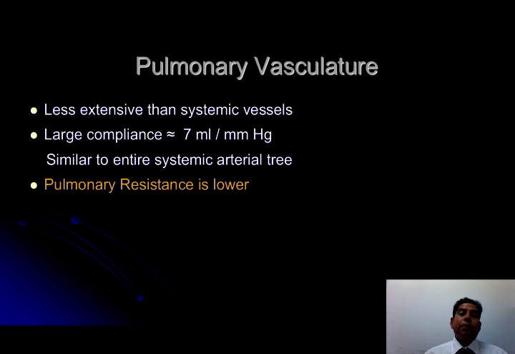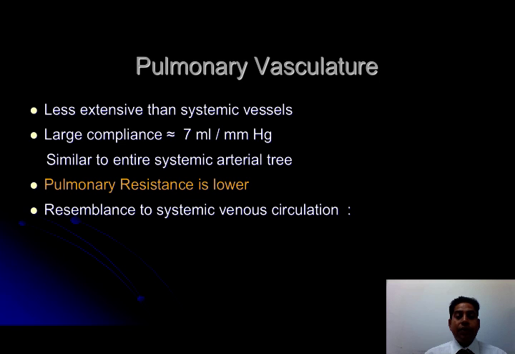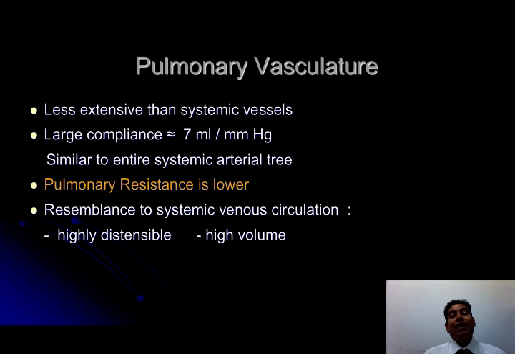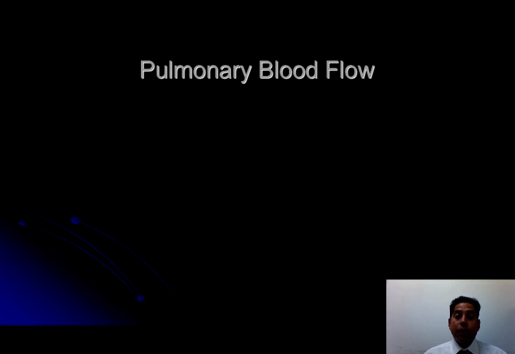So in the pulmonary circuit, resistance is also lower, and it resembles mostly the venous circuit because the pressures are closer to the venous pressures in the systemic circulation. So the pressure in the pulmonary arteries is almost equal to that in the systemic veins. This is because the pulmonary vasculature is highly distensible. It holds a high volume of blood and it is at a low pressure.